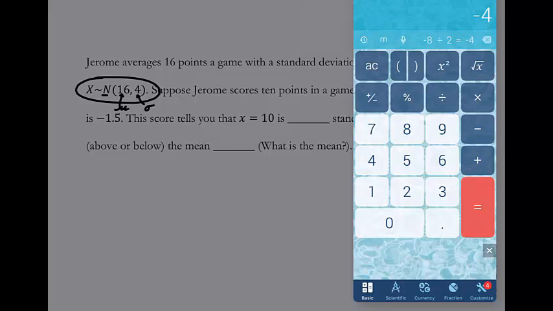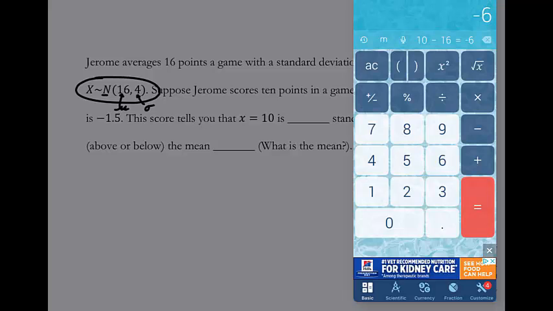So we'll take that 10 points minus the 16, and then divide by 4 for the standard deviation, and you notice you get a negative in this case. It's going to be negative because, again, that's below the mean. Anytime you get a data value that's below the mean, the z-score conversion is always negative.